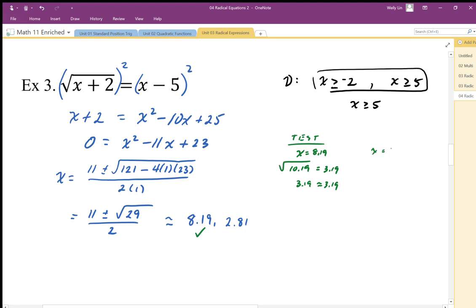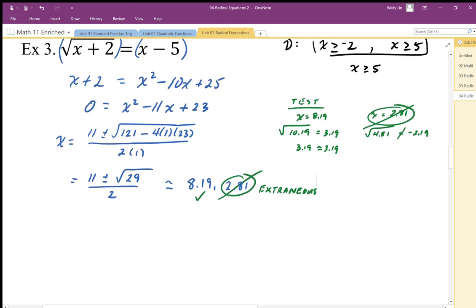When we test 2.81, we're going to end up with the square root of 4.81 equal to negative 2.19. Well, this is clearly not true. This is not equal. That must be an extraneous solution. And again, when we check it against our domain restriction, it is consistent with what our analysis would have been with the domain restriction.